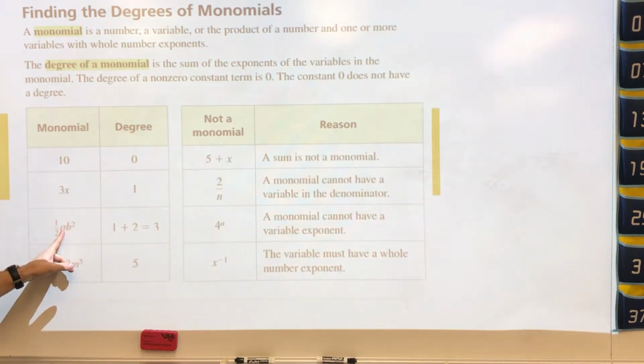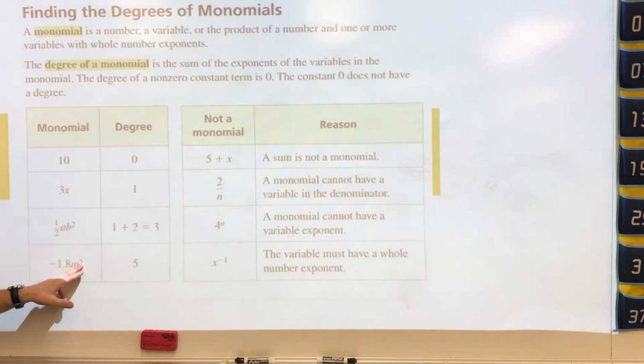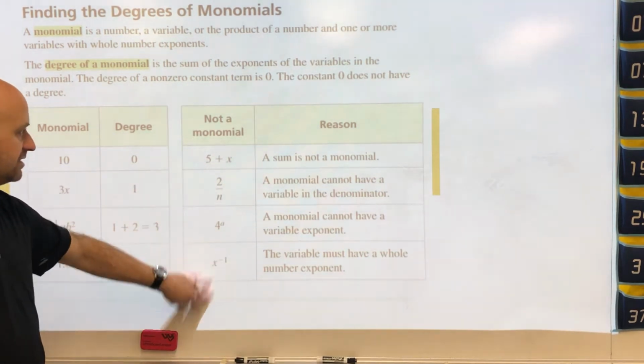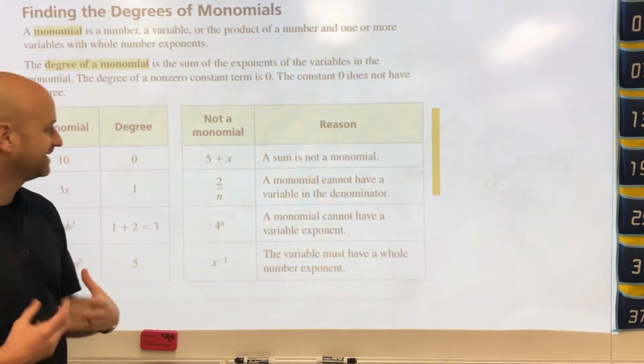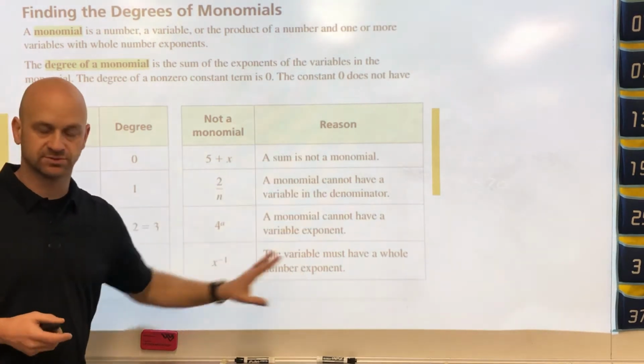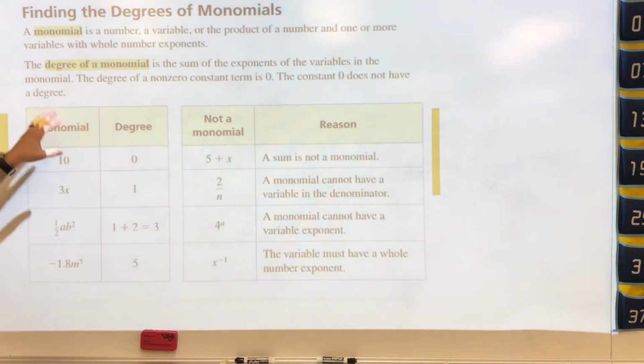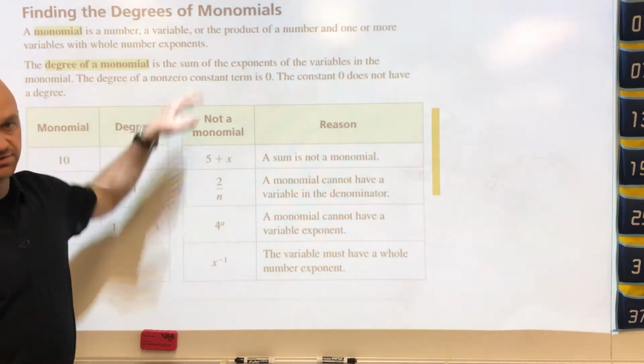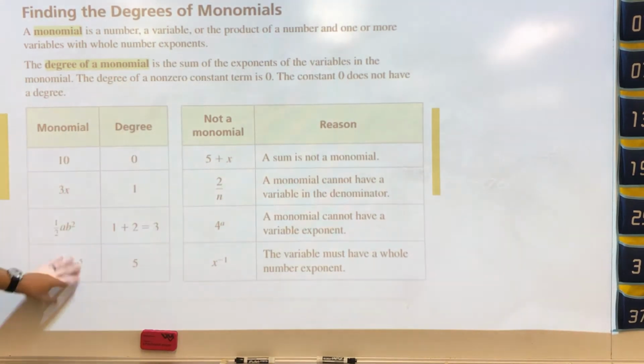In this case, a has a power of 1, b has a power of 2, so it ends up being a degree of 3. All right, down here, m has a power of 5, and so that's going to have a degree of 5. Here are various examples of non-monomials and reasons why. So again, the key thing is it's going to have a whole number and it's going to have an exponent with it.